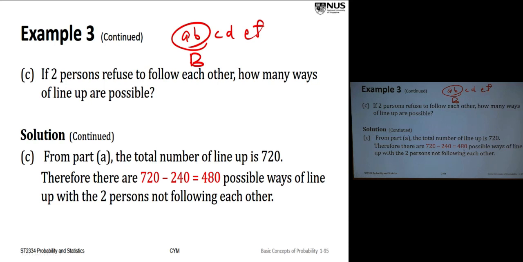So the point is, if they insist that they queue up together, follow each other, then you just group them as one big object. Treat it as one object and permute with others. But after that, you can also permute within this big object. So you multiply the ways. But if they refuse to follow each other, then you just find the opposite. Find how many ways we can put these two persons together, and then subtract from the total number of ways.